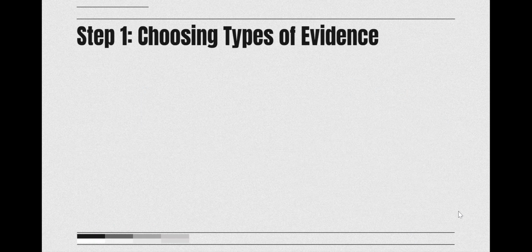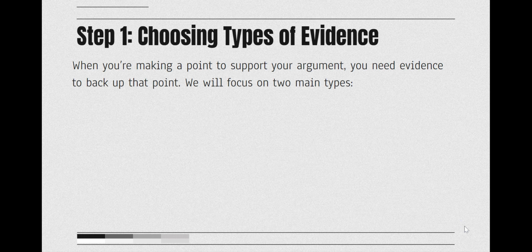So here we go. Our first step in choosing evidence, why are we doing this in the first place, is because of this reason. When you're making a point to support your argument, you're really going to need evidence from a credible source to support that point. And so before we can even get to drafting our thesis or our claim or our body paragraphs, we need to start with compiling evidence that supports our ideas.